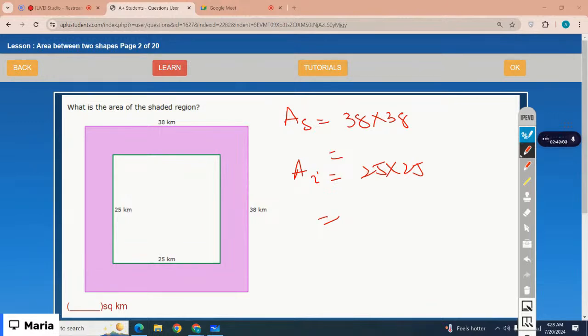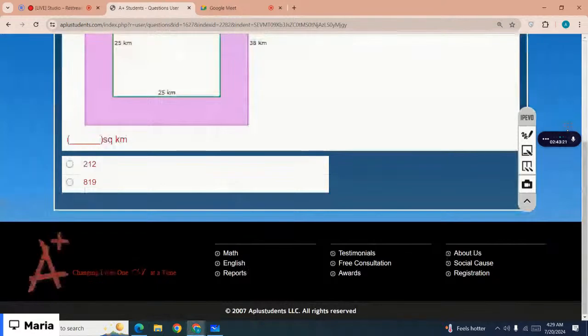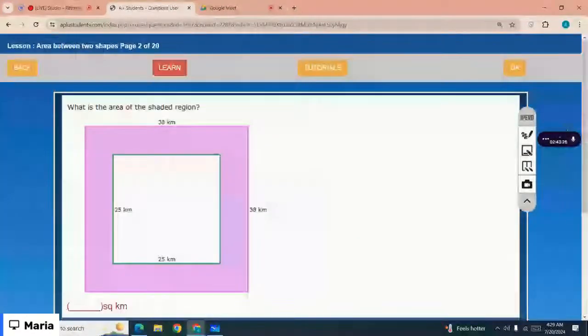38 times 38 is 1444, and 25 times 25 is 625. So just subtract from the area: 1444 minus 625. So the area of the shaded region is 819. That is the correct option, right?